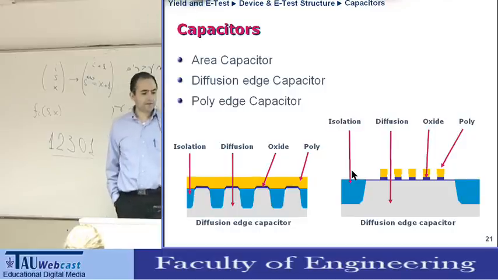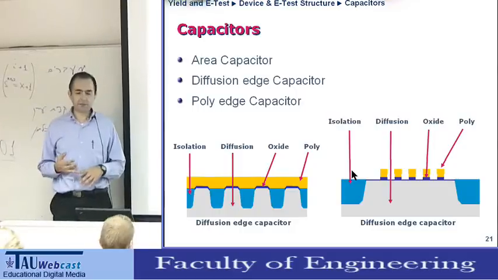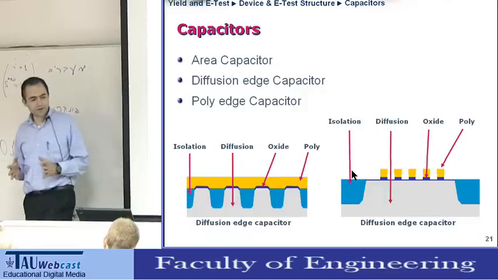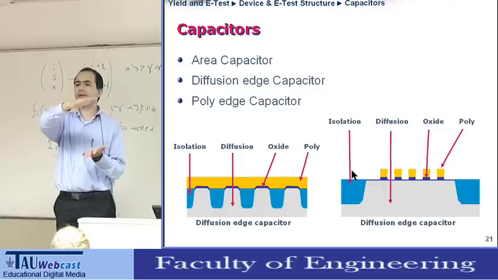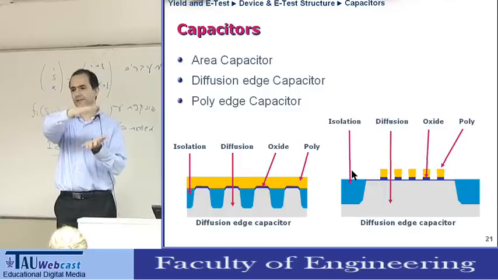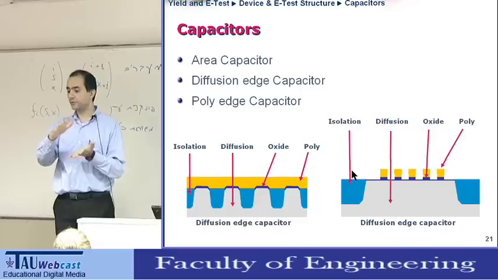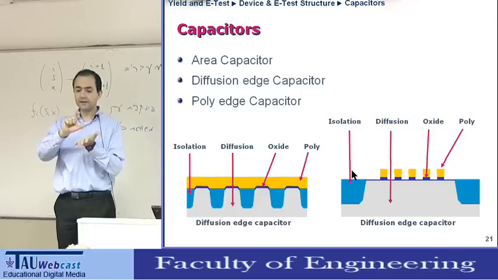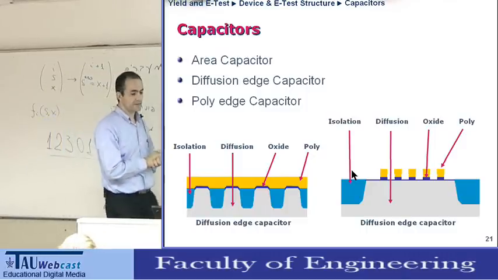Capacitors. So we have several kinds of capacitors. We have area capacitors, diffusion edge capacitors, and poly-edge capacitors. So first, what are area capacitors? It's a big area, and with the big area, we measure them one versus the other. So area capacitors we see in metals, where we want to check the thickness of the layer between the capacitors. Okay, the dielectric layer. We can check its qualities, its properties.